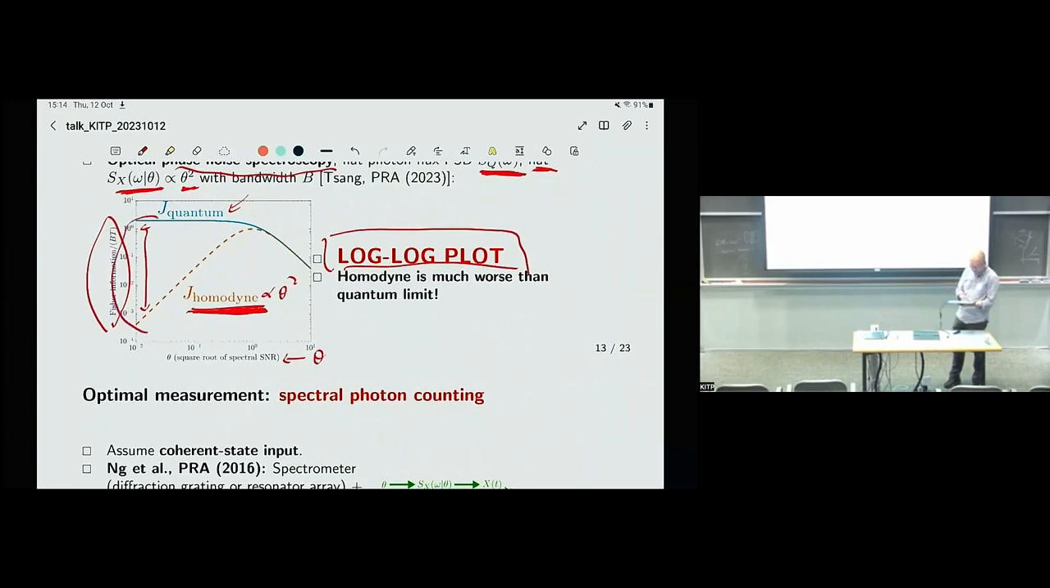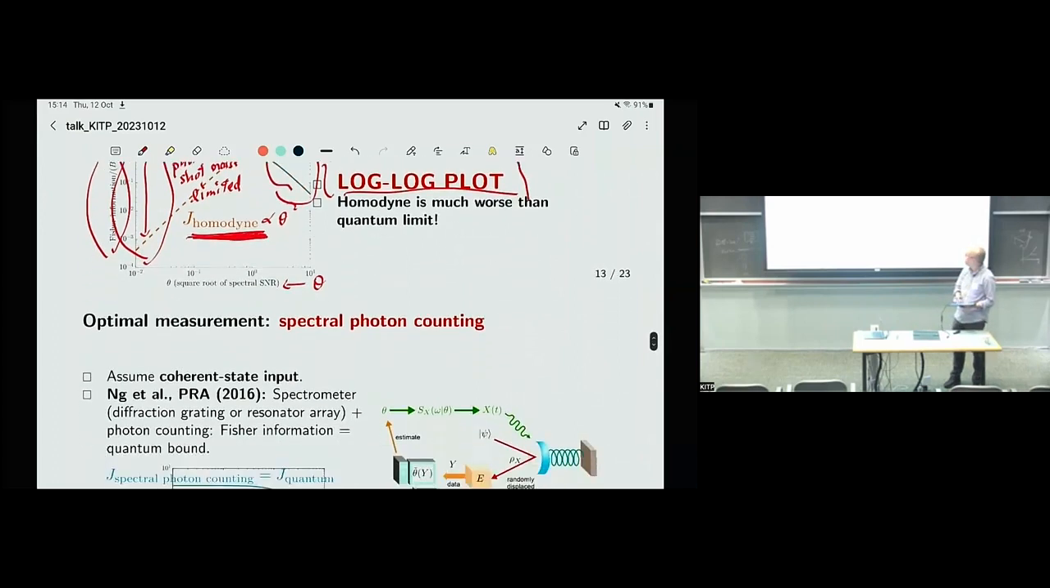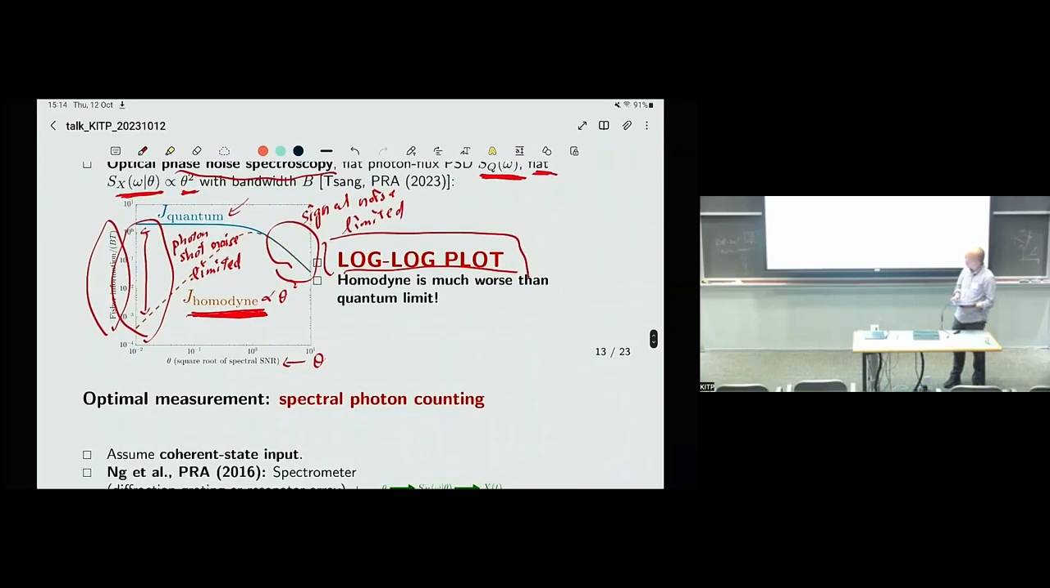So roughly speaking, this regime is the photon shot noise limited regime, where your spectroscopy is limited by photon shot noise. This regime is where you're limited by the signal noise. Remember, the signal is a stochastic process. It brings its own noise, so that's the signal noise limited regime. So whenever you have a problem that is photon shot noise limited, if you can find a measurement that achieves the quantum bound, that would be orders of magnitude improvement. How do you do that?